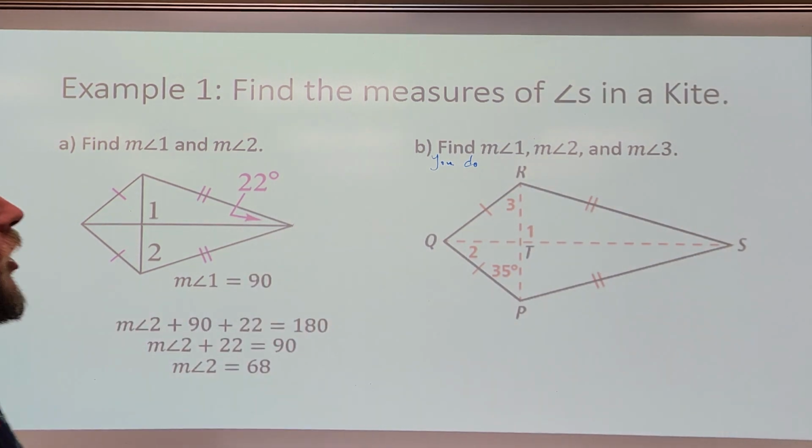Over here, I want you to try to do this one. Find the measure for angle 1 first. Use it to find the measure of angle 2, measure of angle 3 as well. So find those measures on letter B.